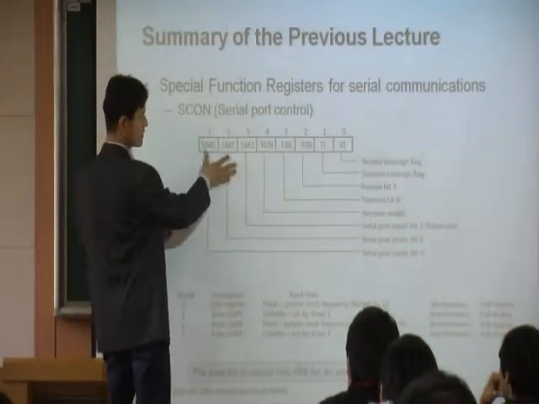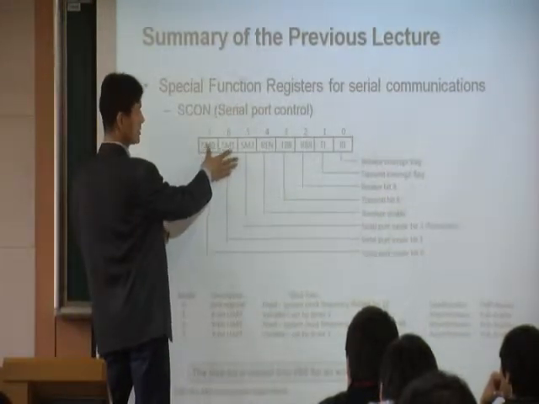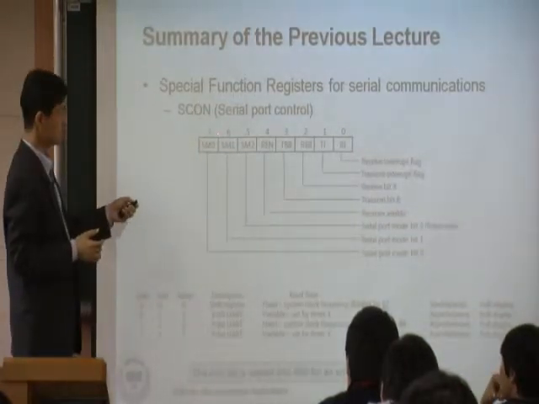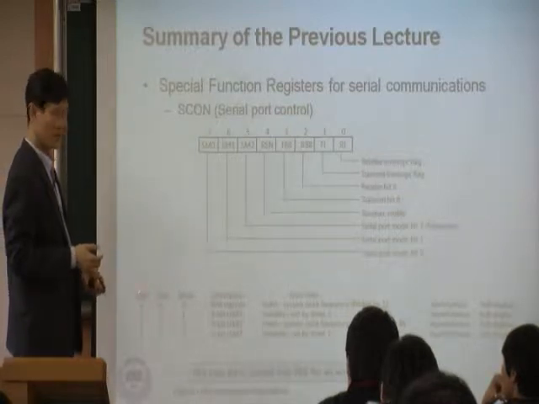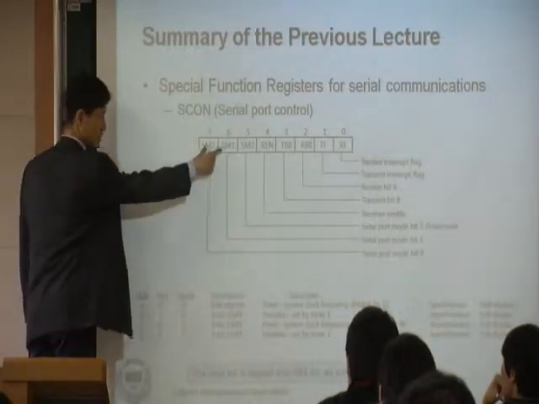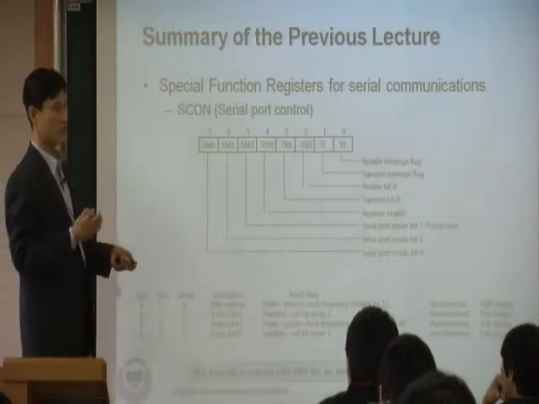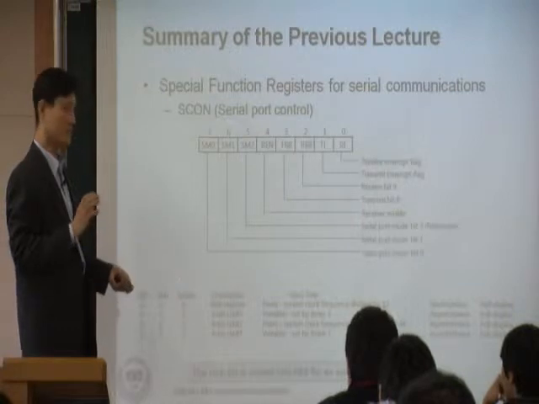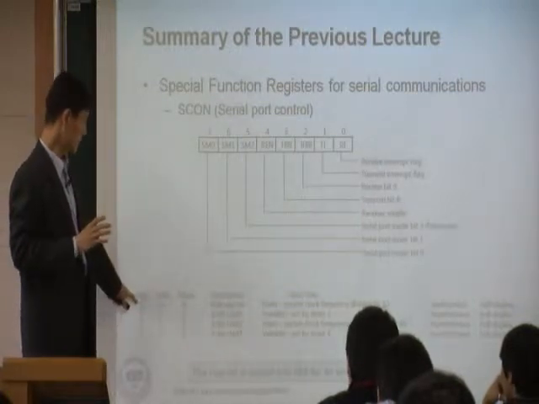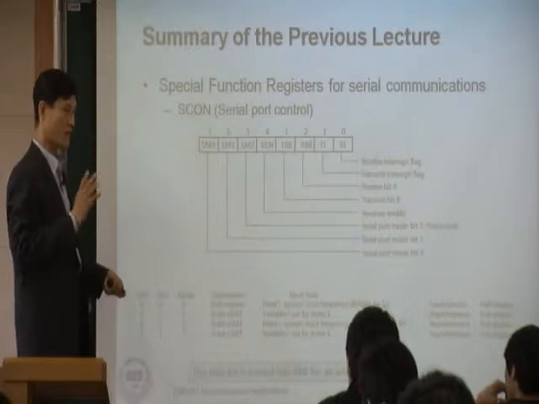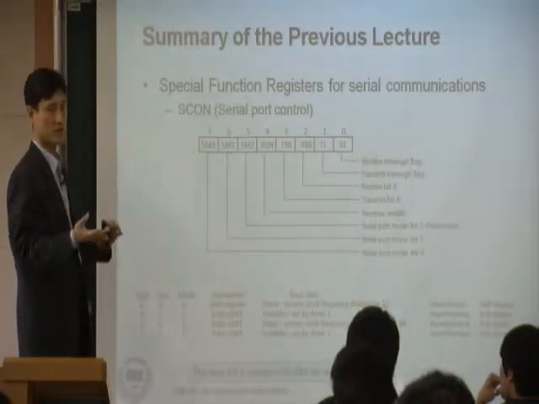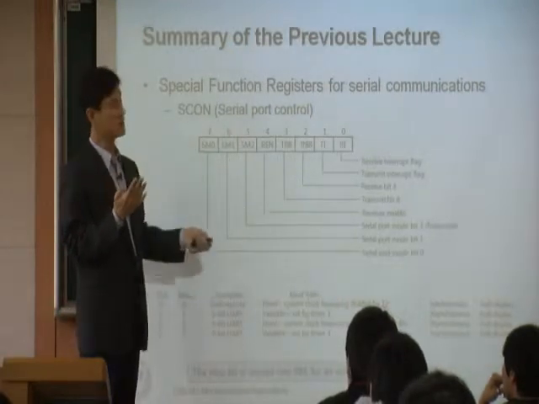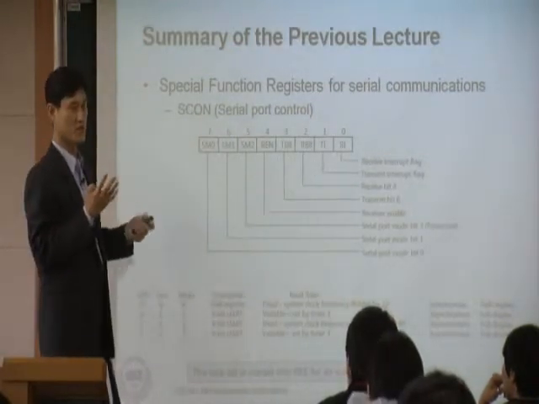So we have 8 bits. The first two, including the MSB, are SM0 and SM1, 2 bits. These 2 bits are used in this way. If you write 0, 0 into these 2 bits, we are selecting mode 0 serial communication. We have 4 different serial communication modes: mode 0, mode 1, 2, 3. Remember that in timers also we have 4 different timer modes. In serial communication also, we have 4 different serial communication modes.